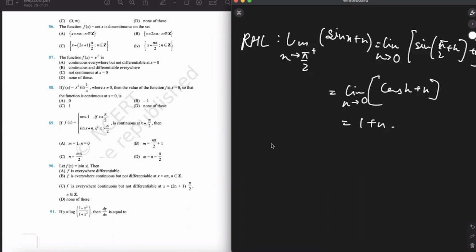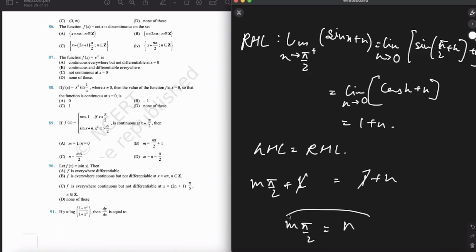So if it is continuous at pi by 2, then LHL should be equal to RHL. My RHL is 1 plus n, and what was my LHL? It was m pi by 2 plus 1. So my m pi by 2 is equal to n. This is the condition that must be satisfied. So n is equal to m pi by 2. So option C is the correct answer for this. Okay, so now moving forward to question number 90.